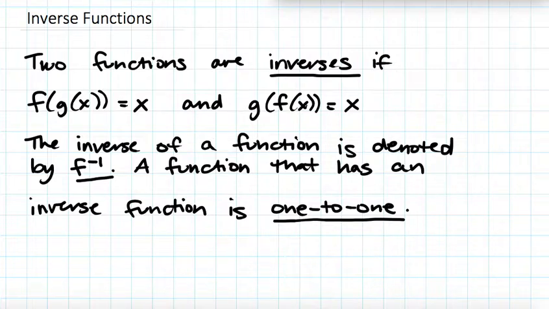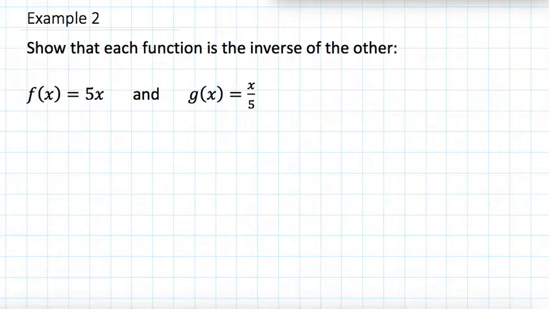So we're going to start by looking at example 2. It says, show that each function is the inverse of the other. We have f of x equals 5 times x, and g of x equals x divided by 5. So you can kind of see already how these are opposites. If I multiply something by 5, and if I divide something by 5, then those two are opposite operations. But we're going to show this using this process here of finding the composition of functions.